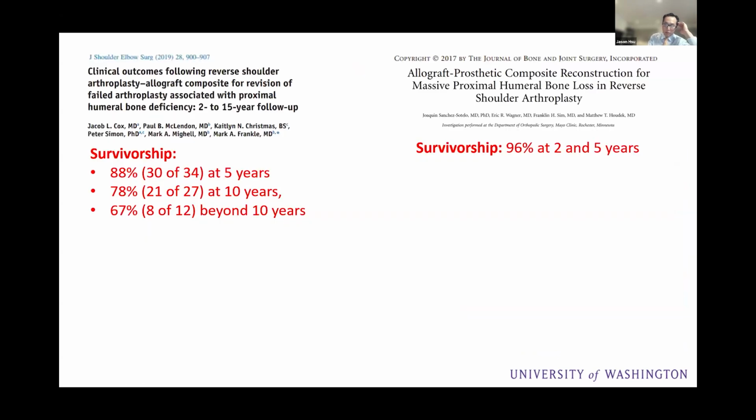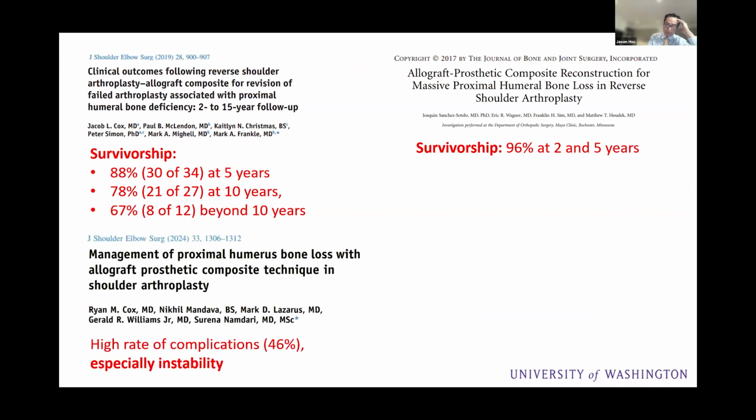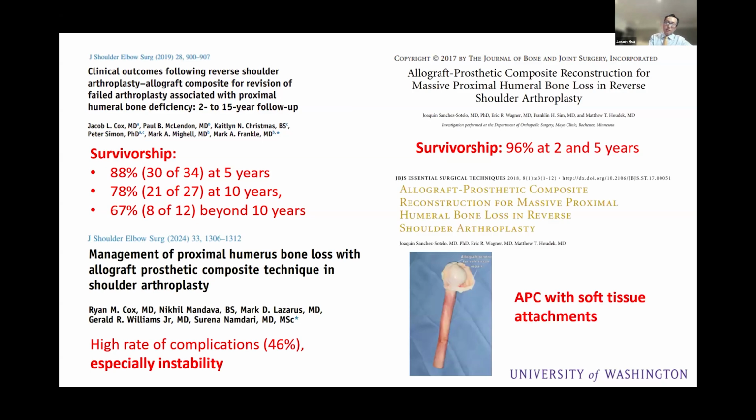The survivorship of proximal humeral APCs is reported to be about 90 to 95% at 5 years, a bit lower longer term. But the complication rate from this procedure can be pretty high, reported as high as 46%, and instability especially can be a problem. One thing you'll notice in many of the technical reports is that these grafts can come with or without soft tissue attachments of the rotator cuff. It's better to use APC with soft tissue attachments because you can tie it into the native soft tissue, which helps with stability of the implant.